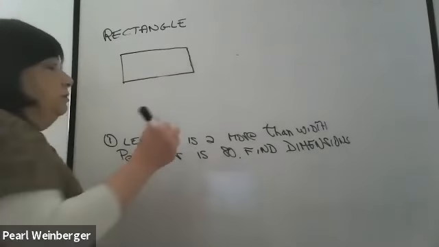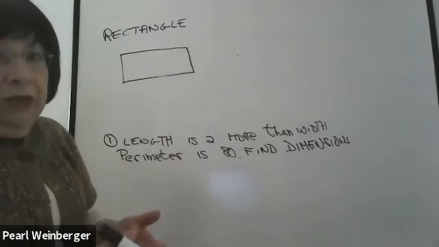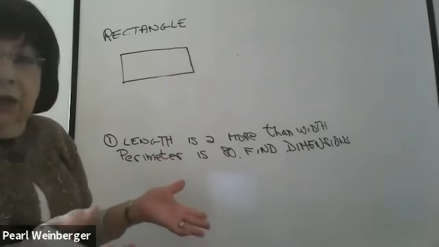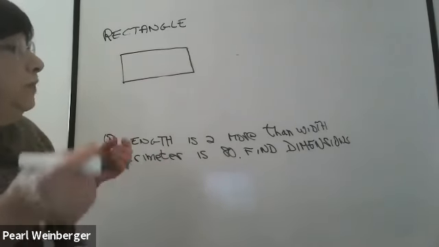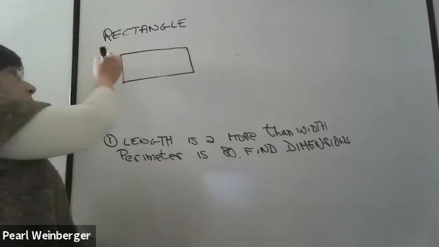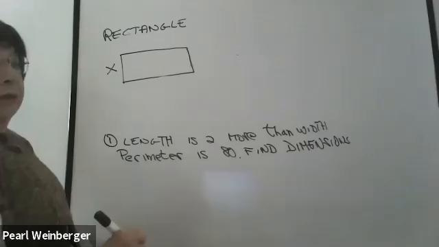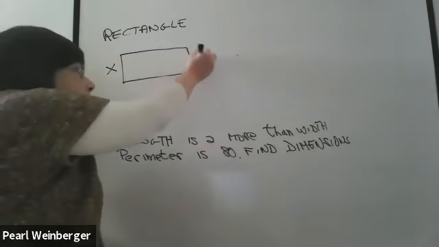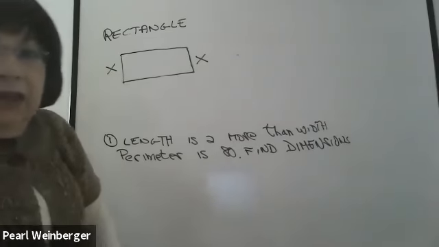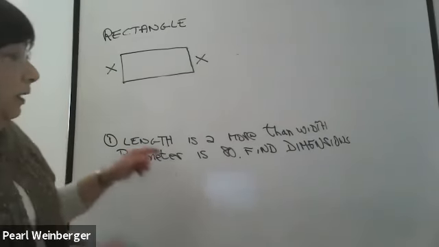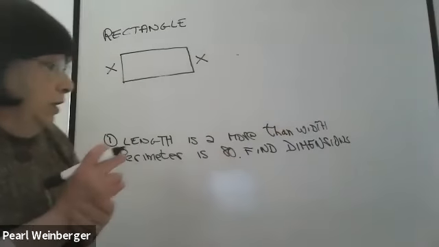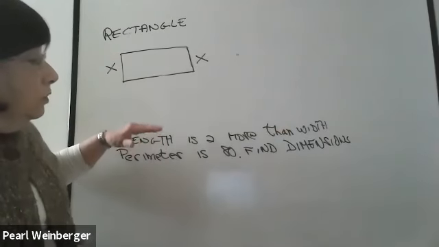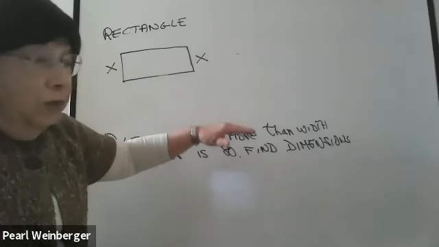So usually the width is a smaller side and the length is a larger side. So the width, we don't know what it is. Let's call the width X. If this is my smallest side, I'm calling this X. Here's my width. But if this one is X, so is this one, because the opposite sides of a rectangle are equal. Okay, so the width we don't know anything about. But we do know something about the length, because they told me the length is 2 more than the width.